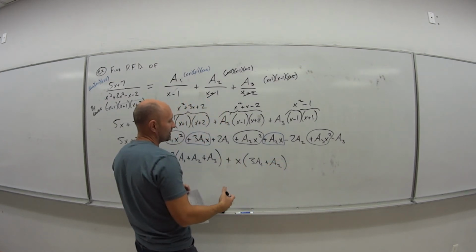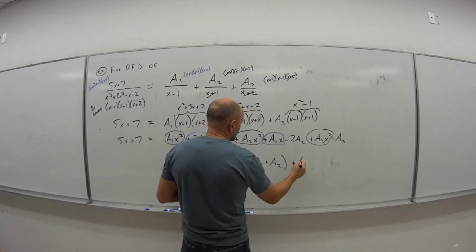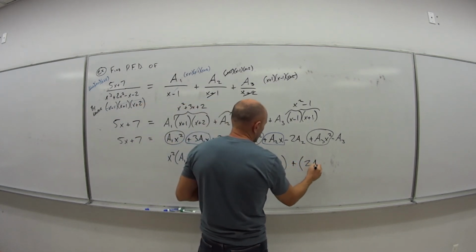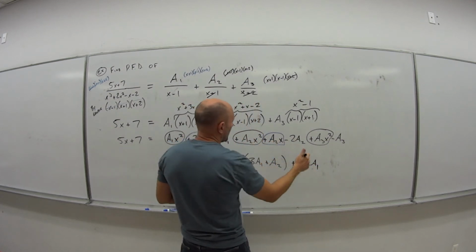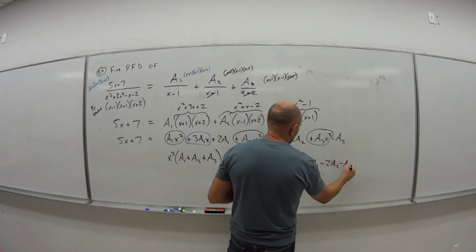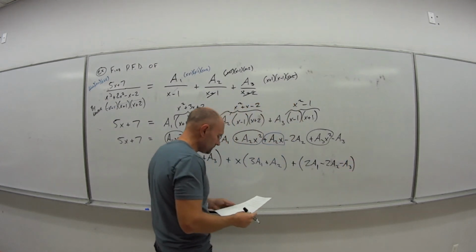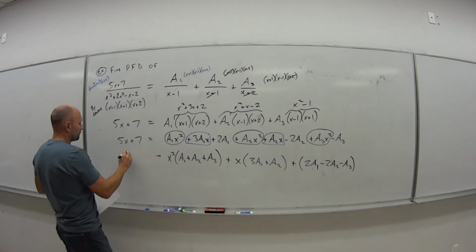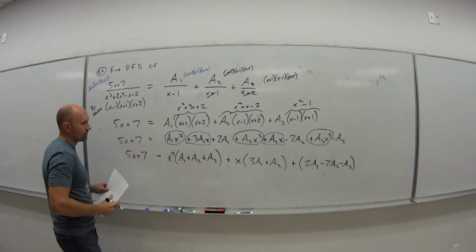And then last but not least, the constant values, the pieces that don't have an x attached to them. I have 2a1 minus 2a2 minus a3. And this is all equal to 5x plus 7.